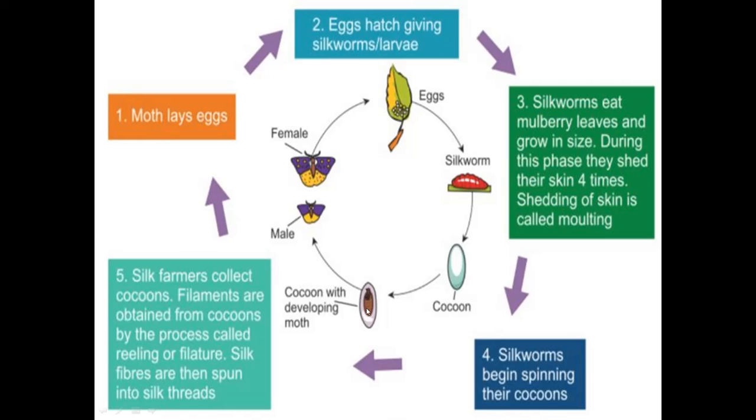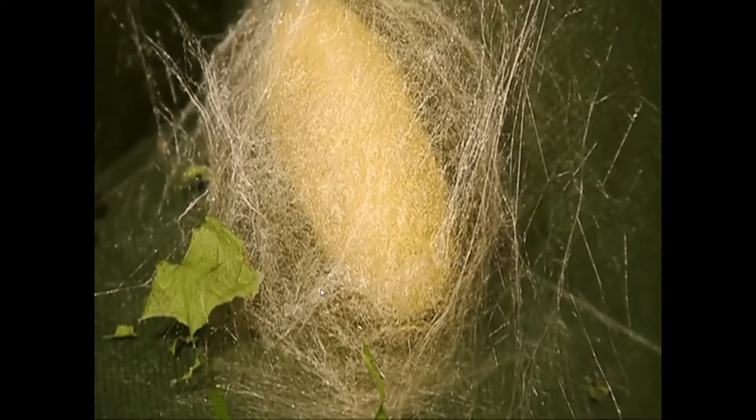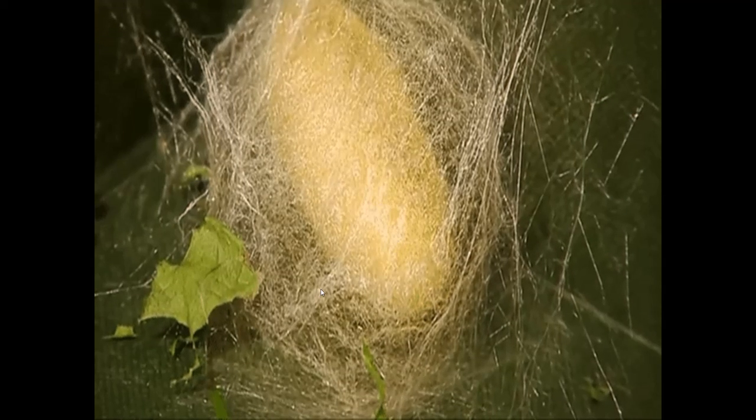And inside the cocoon, it changes into the next stage called caterpillar, and the caterpillar becomes pupa. At this final stage, the farmers collect it and they process this further to obtain the silk. Here you can see how the silkworm inside the cocoon is trying to build up the cocoon.